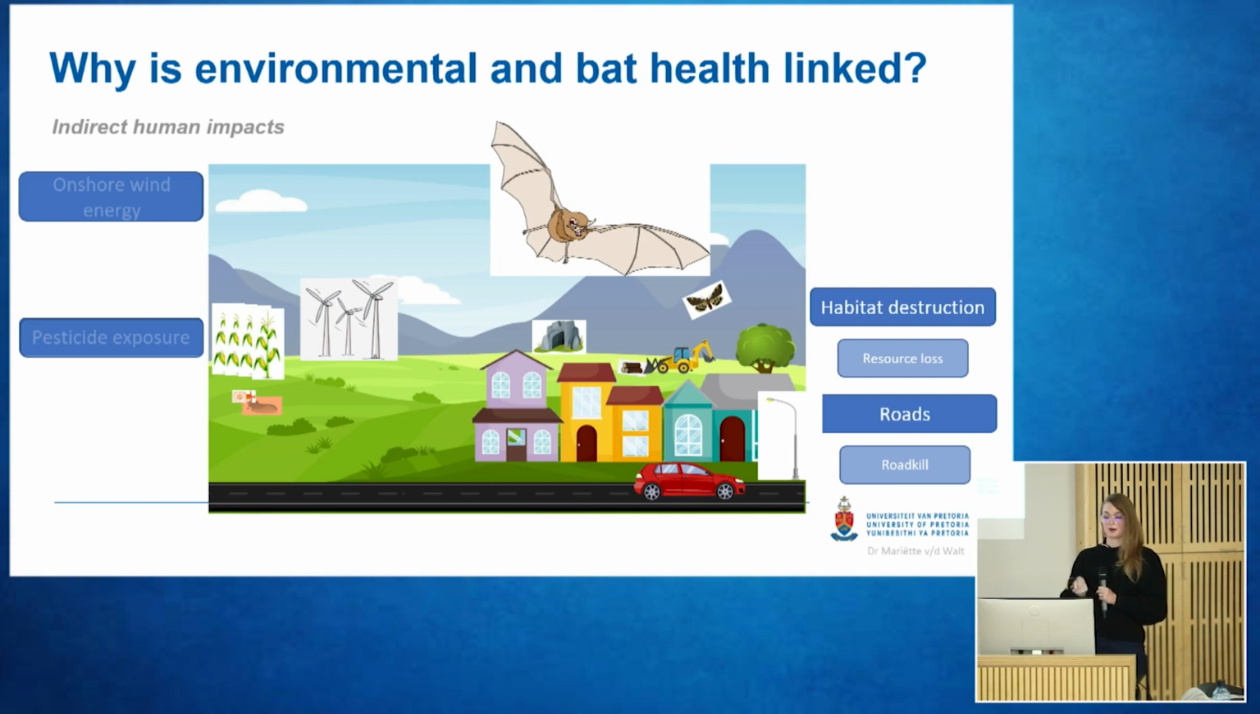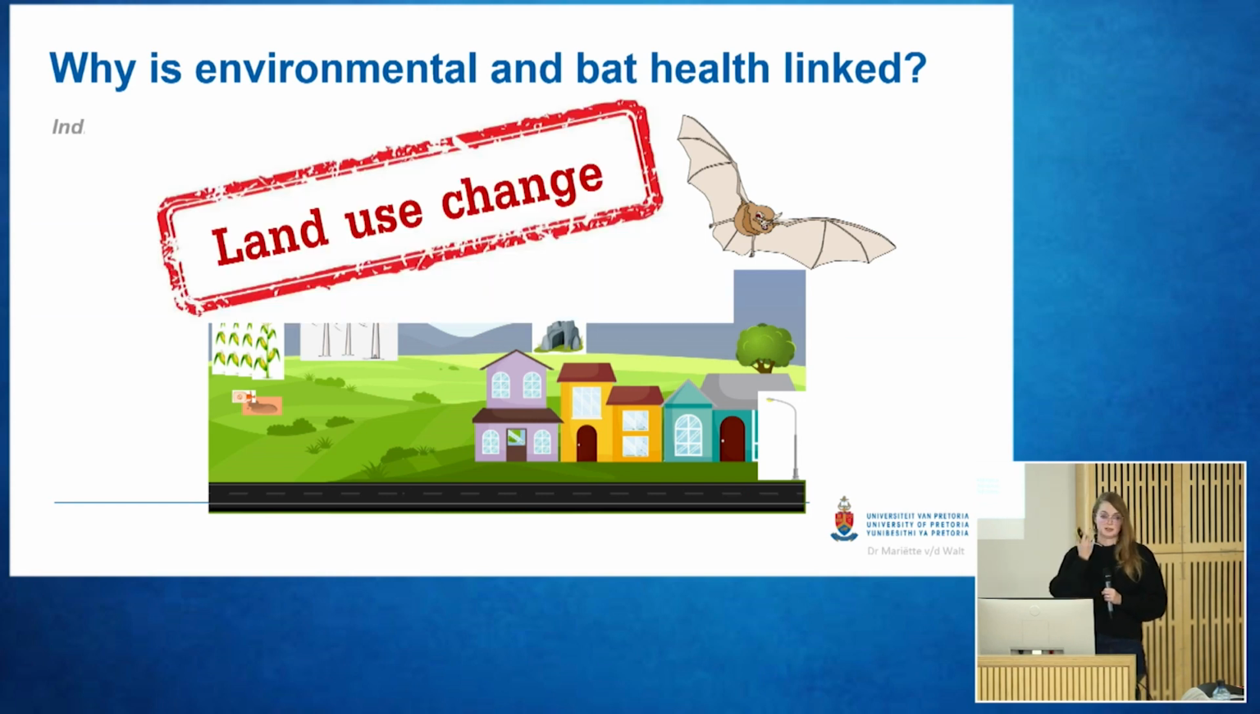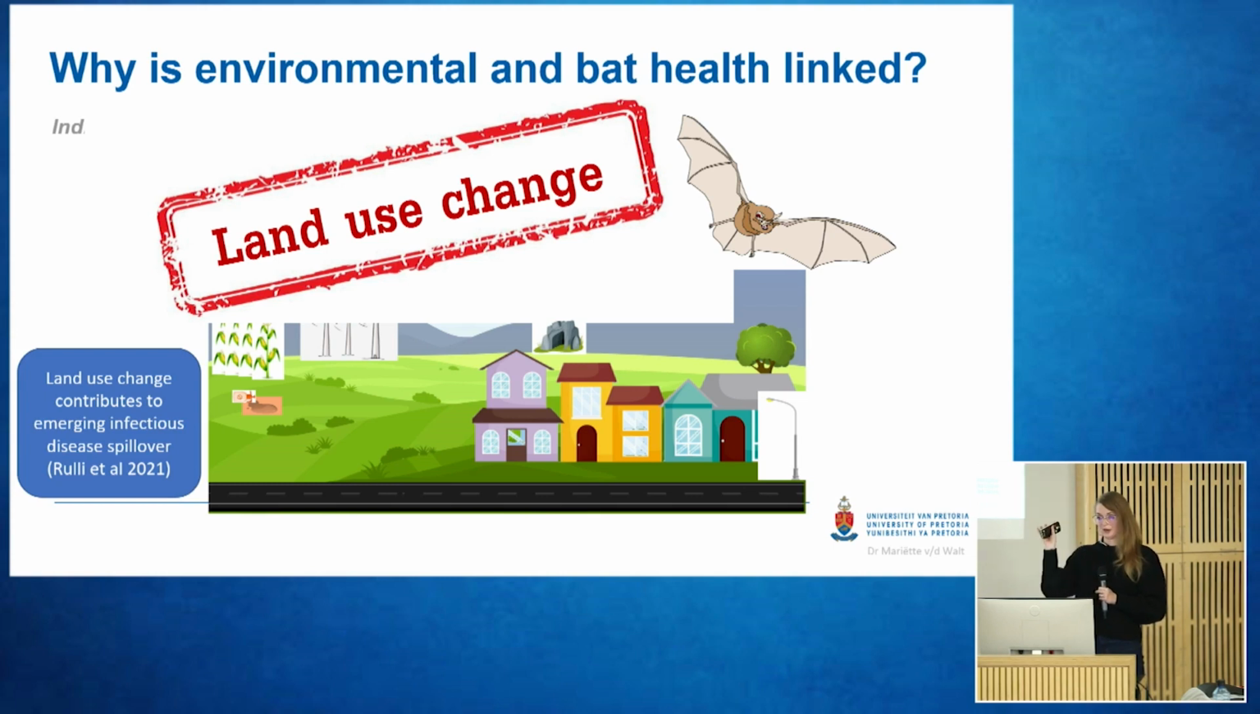Roadkill is quite understudied as well, and it's having a bigger impact than we are aware of. You haven't heard of a lot of roadkill studies on bats. So all of these changes together can be labeled as land use change. And bat species can either adapt to these areas that have changed, or they can go and live somewhere else.